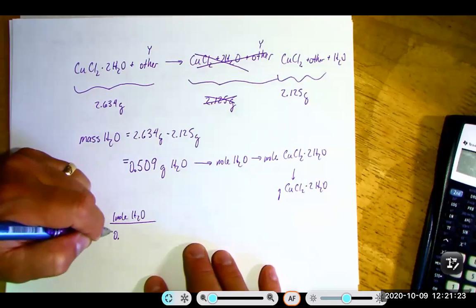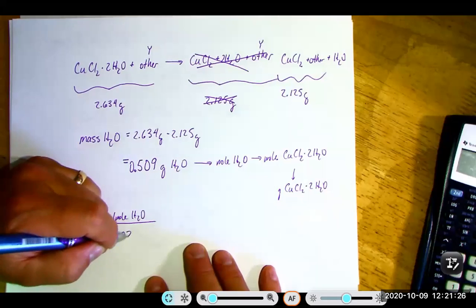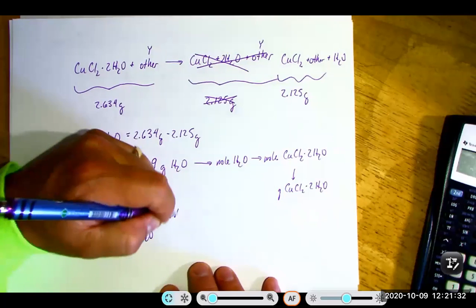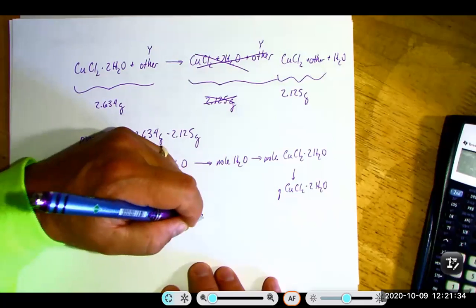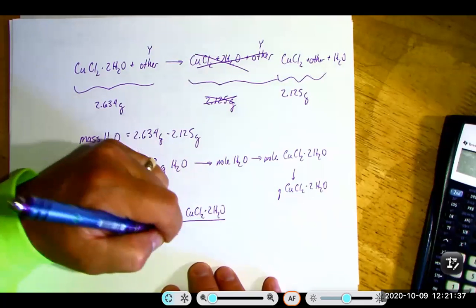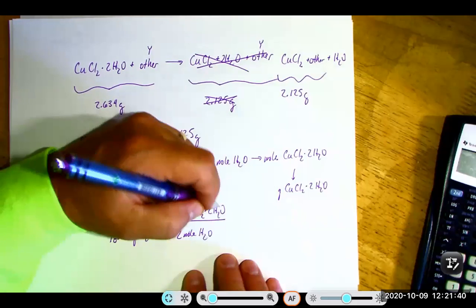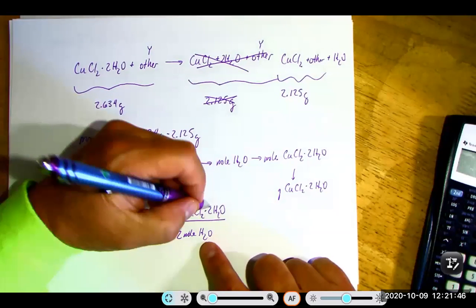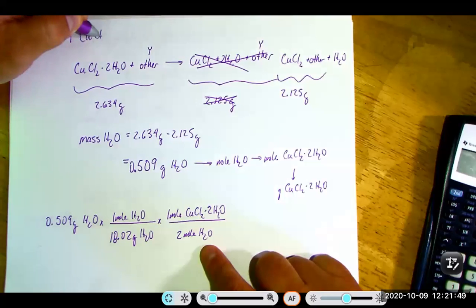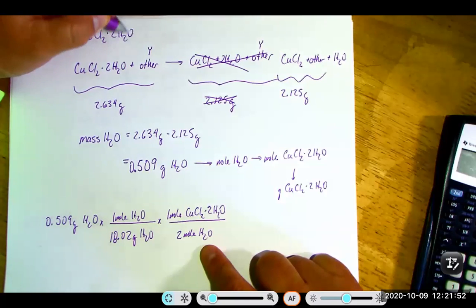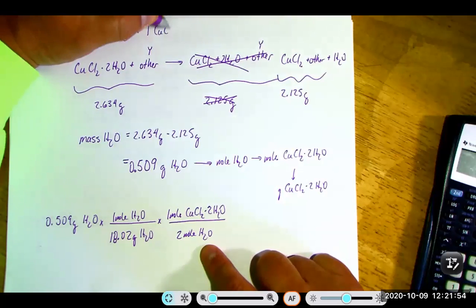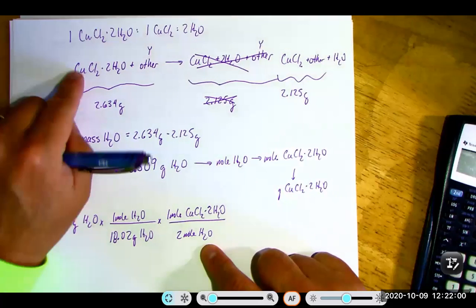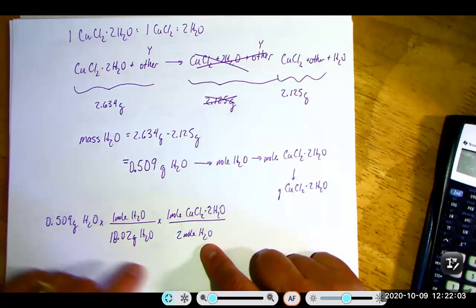Let's see, that's 18.02 grams. And then there's 1 mole of the copper 2-chloride dihydrate to 2 moles of H2O. So where do I get this ratio from? And the answer is I get it right from the formula. So this formula means that you have 1 copper 2-chloride and you've got 2 H2Os, or 1 mole to 1 mole to 2 moles. So that's where I get this from, the formula.